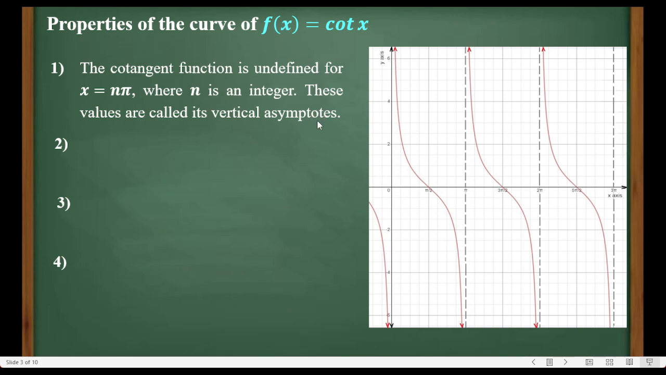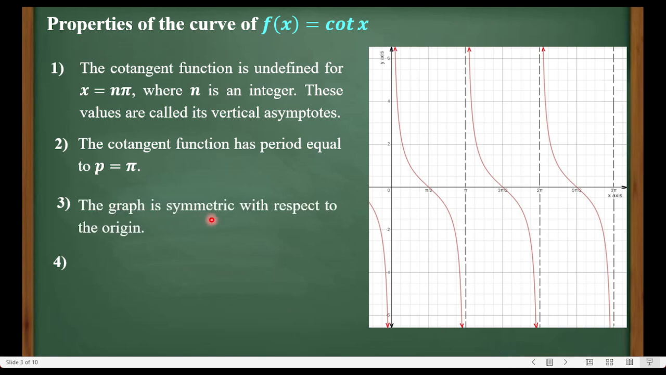So wherever the value of x makes the function undefined, that is where you will see the vertical asymptotes. This one, the broken vertical line. Next. Now the cotangent function has a period equal to pi. Then the graph is symmetric with respect to the origin.